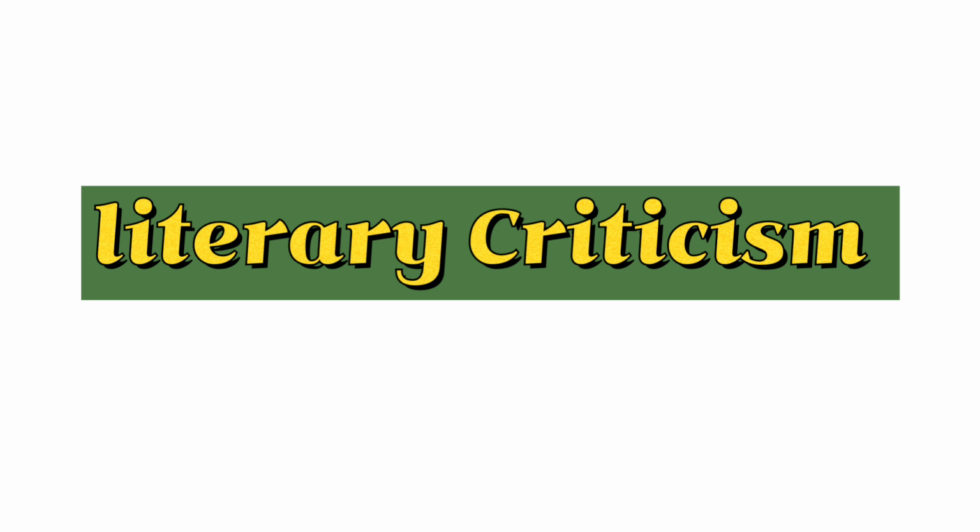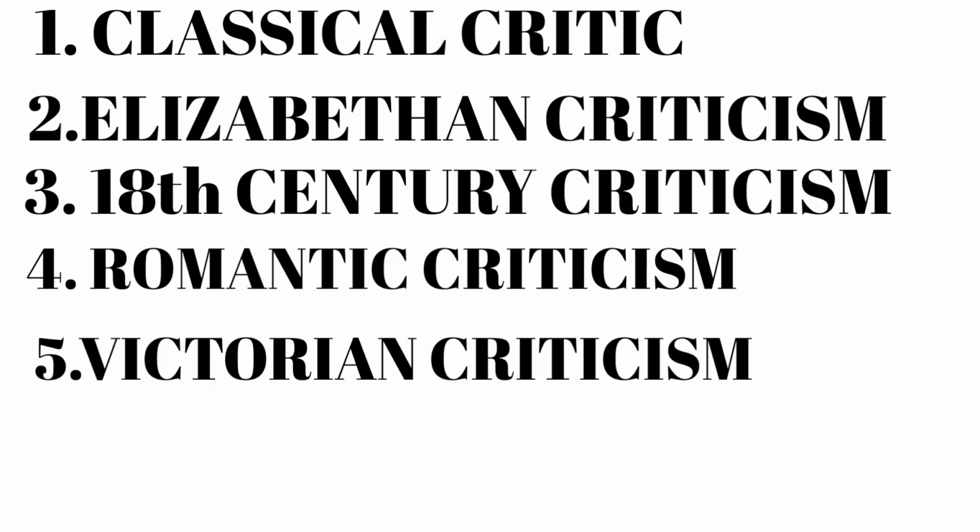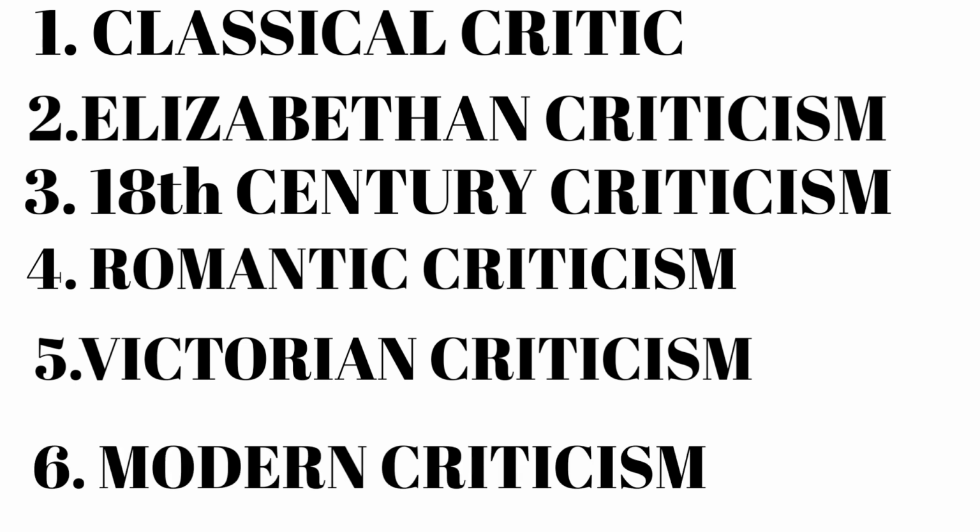So literary criticism can be divided into the following periods. First of all, classical critics. Second is Elizabethan criticism. Third is 18th century criticism. Fourth, romantic criticism. Fifth, Victorian criticism. Last but not the least is modern criticism. Now let's see which critics come in these particular periods.